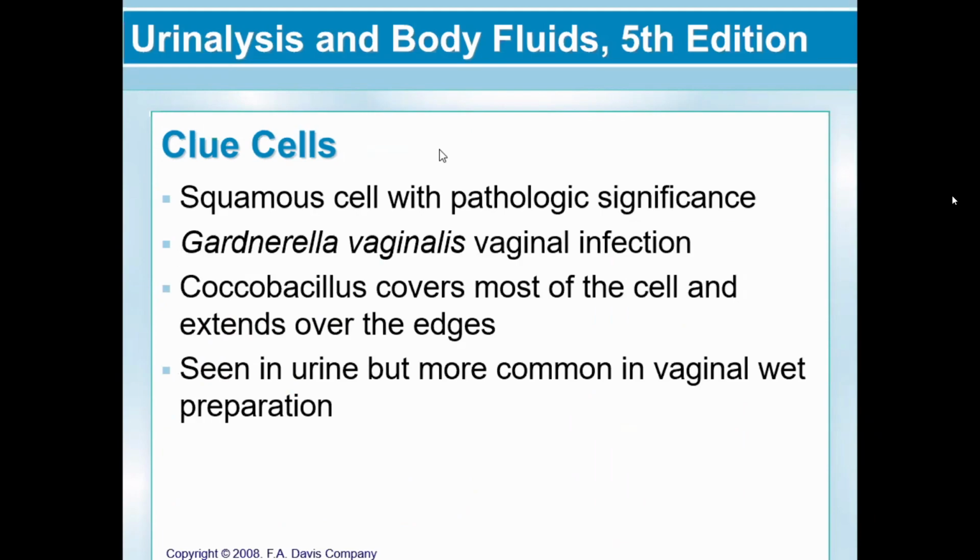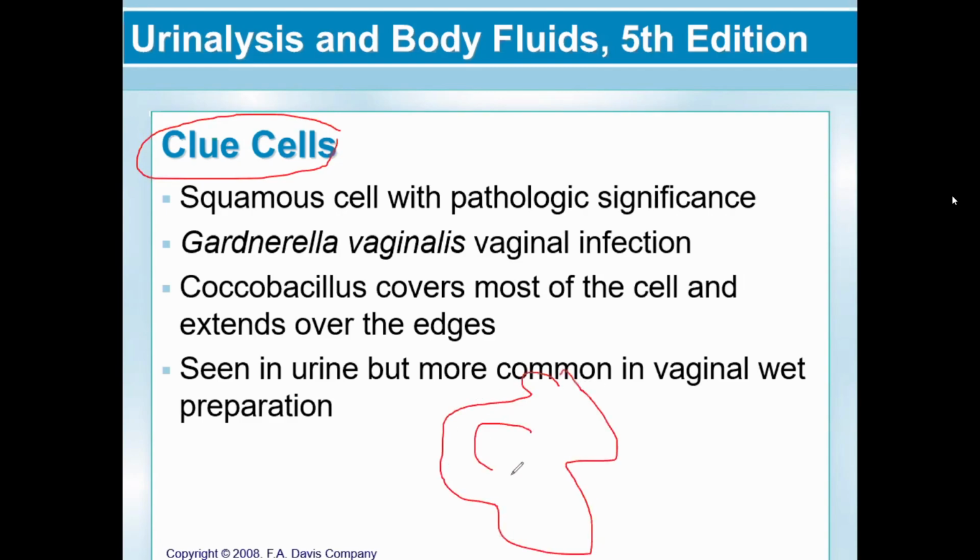So next, okay, so next we have the clue cells. Kailan, ading, nagiging pathologically significant, okay, yung ating squamous cells? Kapag siya ay isang clue cell, okay? Ano yung clue cell? These are actually your squamous epithelial cells, okay, studded with your cocobacilli. So punong-puno siya ng cocobacilli, okay? May palamuti siya, puro cocobacilli, okay? So guys, this is actually a pathognomonic entity for your Gardnerella vaginalis infection.